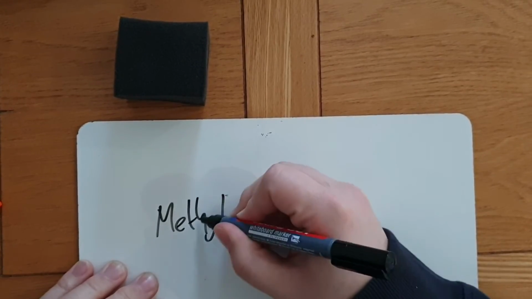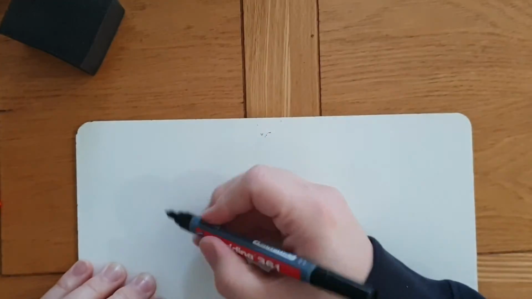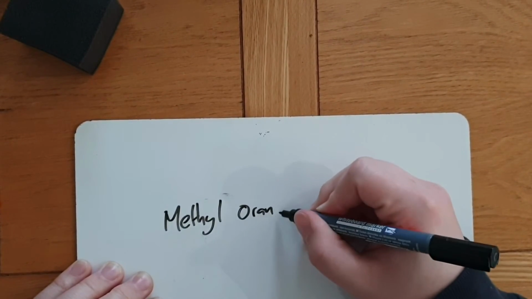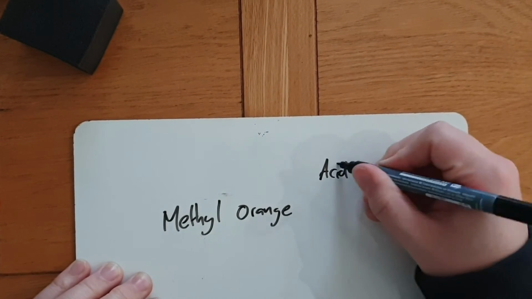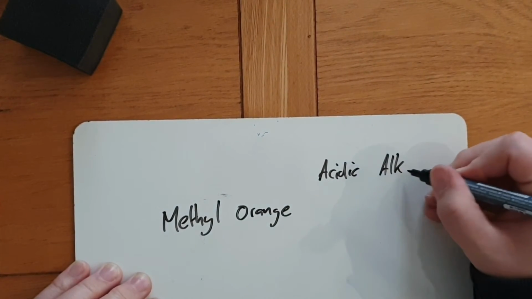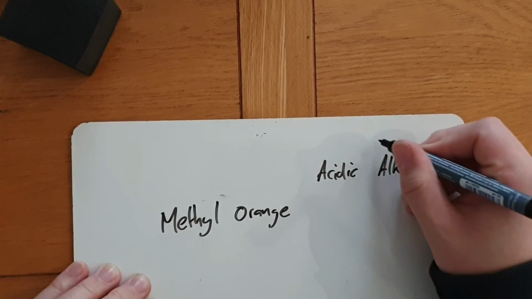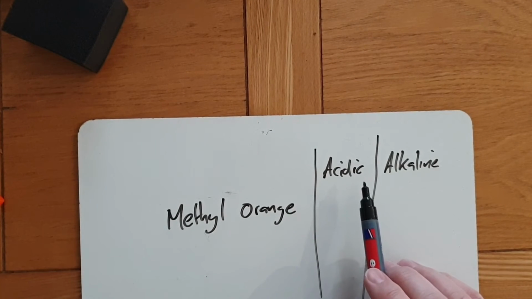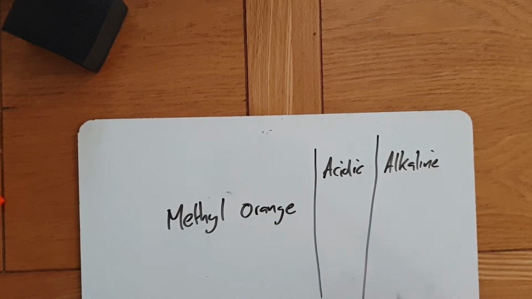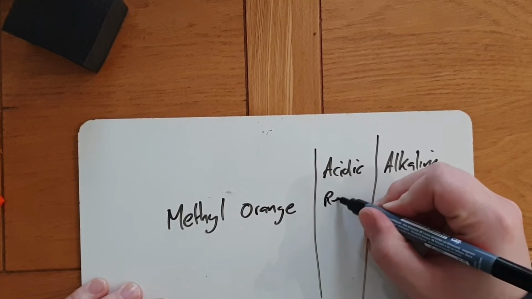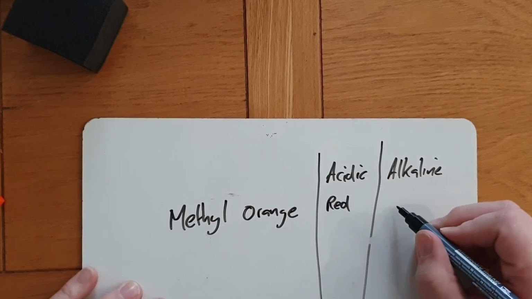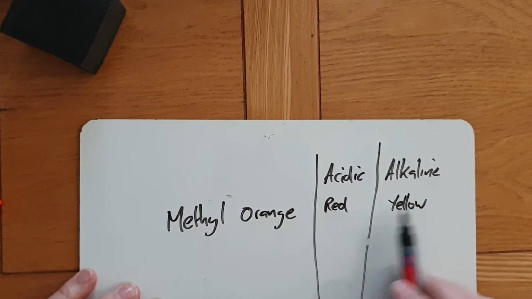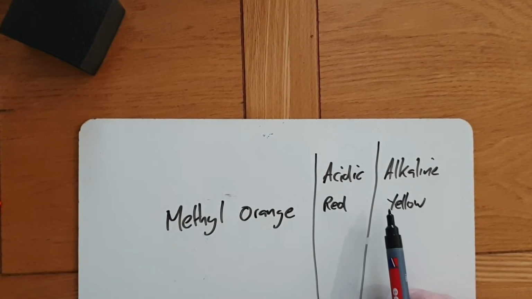So one is called methyl orange. I'll write that with neater writing so you can actually read it. Methyl orange, acidic, alkaline. If you add methyl orange to an acidic solution, these give you a definite colour change. So methyl orange is red in an acidic solution, and it is yellow in an alkaline solution. And the only two colour changes that happen, it happens with one drop, instantly.